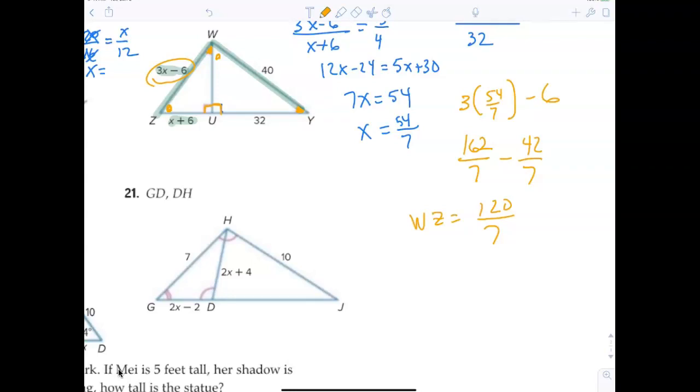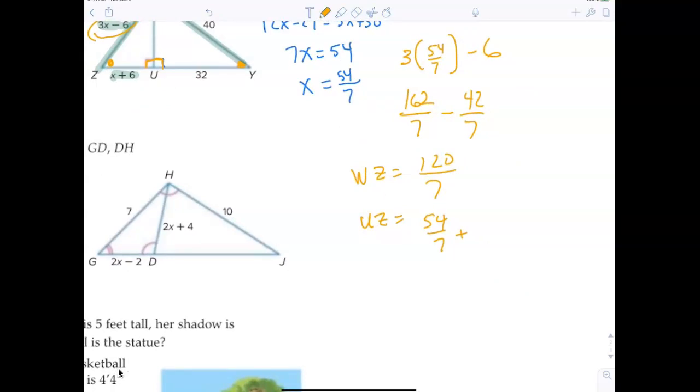And then UZ is just x plus 6. So 54 over 7 plus 6. 6 is, again, how many 7s? 42 plus 54. 96 over 7. Please, everybody in here should be able to do that. If you can't do that, come on now. Raise your hand and let me explain it. You've got to be good with numbers.